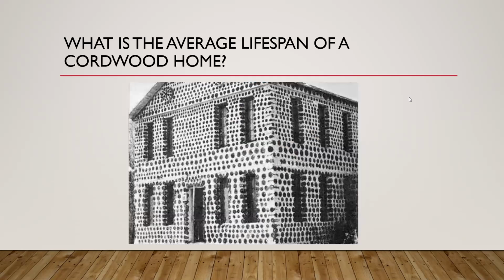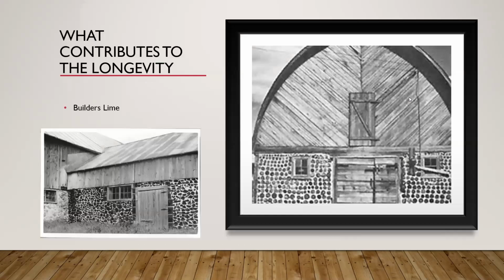What is the average lifespan of a cordwood home? These homes on average last up to 150 years minimum. A lot of the structures that are still standing today are over 100 years old. So they do have some longevity to them.